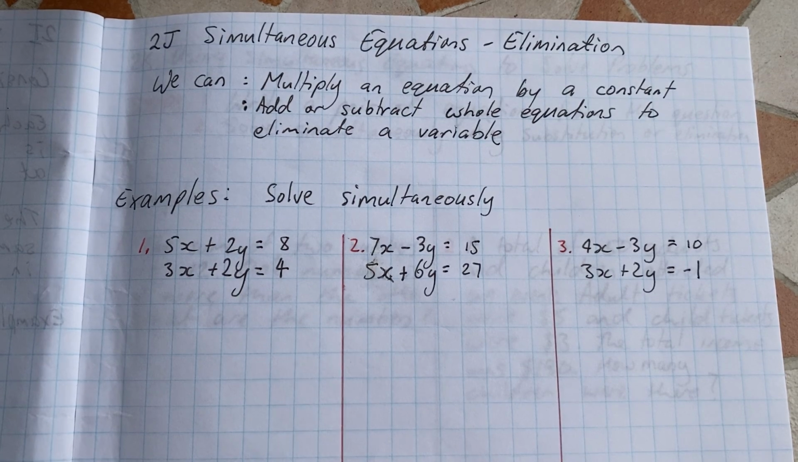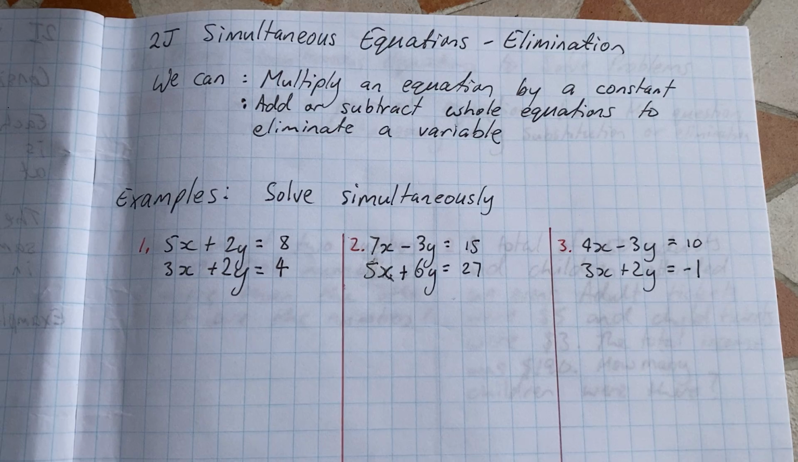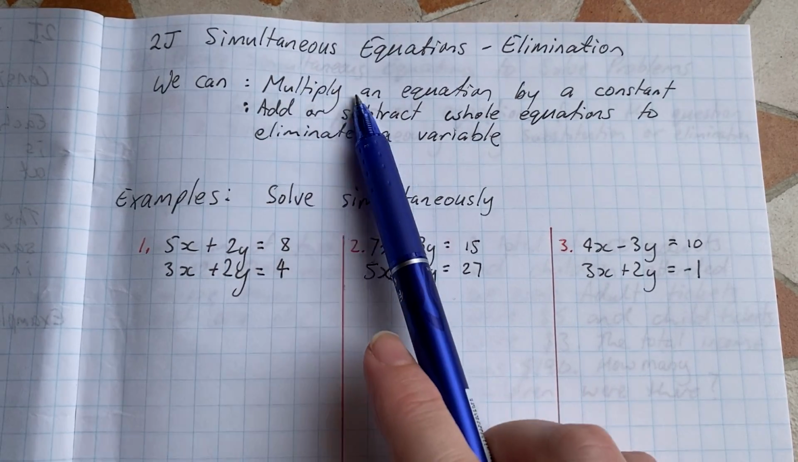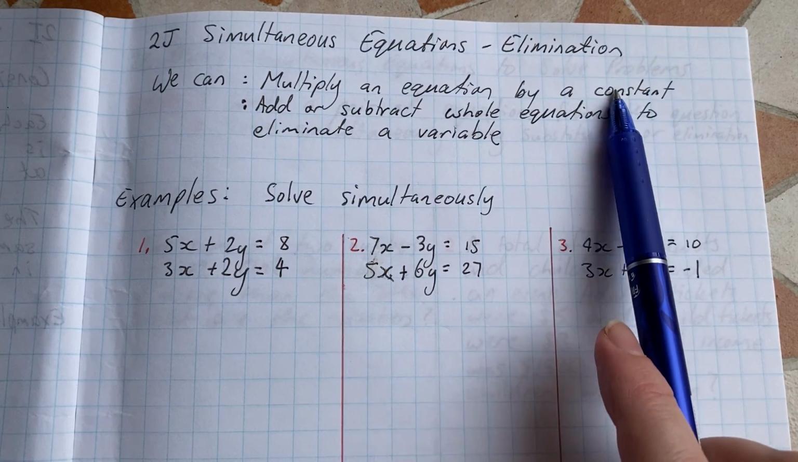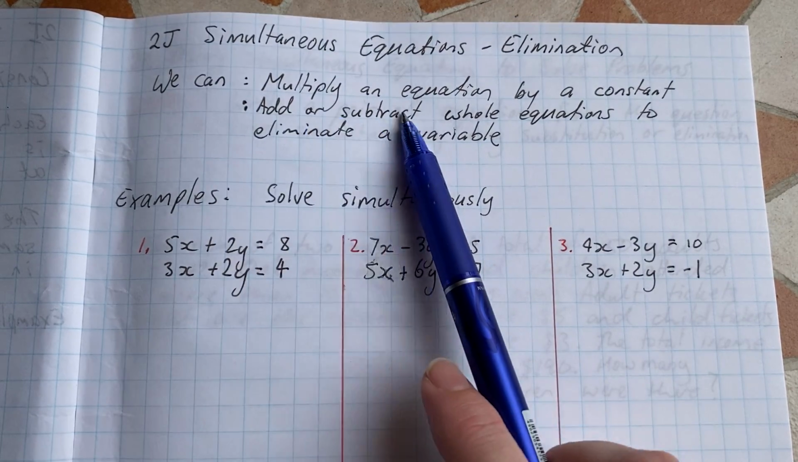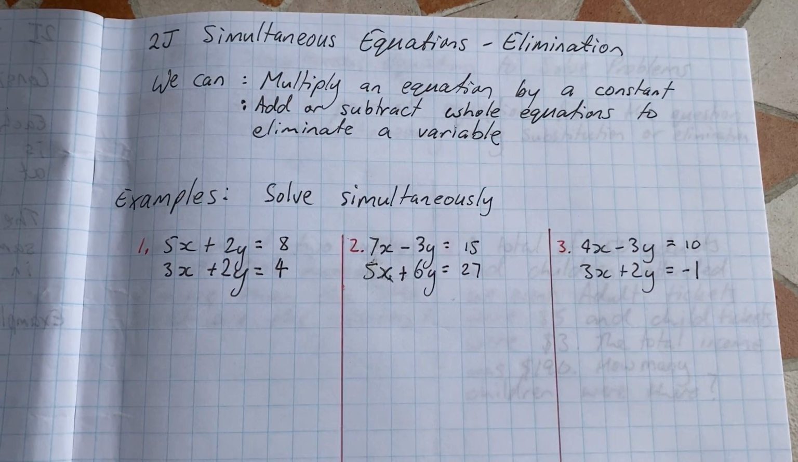Okay, exercise 2J is about solving simultaneous equations using the elimination method. So we need to know we can multiply an equation by a constant. Remember, a constant just means a number with no letters. We can add or subtract whole equations to eliminate a variable. So let me show you what that means.